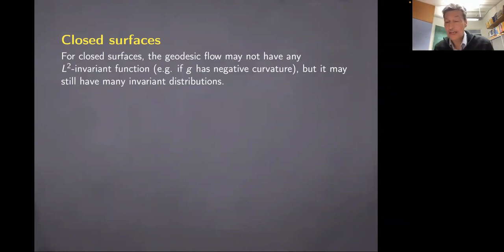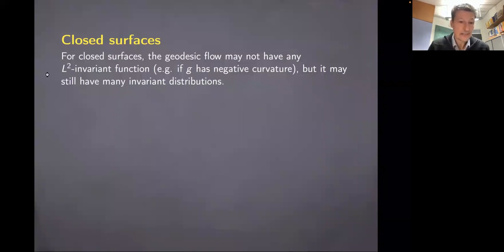If you have, let's say, a surface of negative curvature, the geodesic flow, because of ergodicity, is never going to have not even an L2 invariant function. So we are not going to be able to get this rosy picture that we had before for simple surfaces, but it may still have lots of invariant distributions. And this may play a fundamental role.